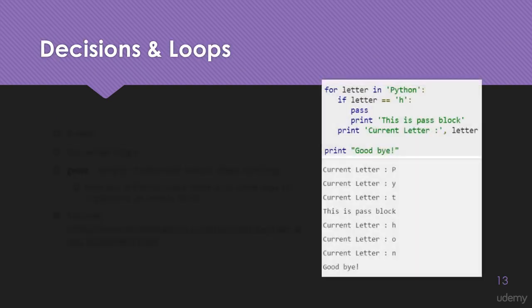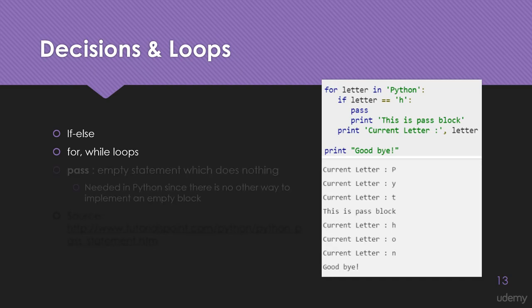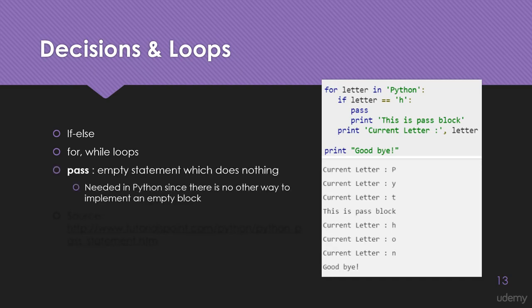And for decisions and loops, you can use if-else. If a certain condition, then do something. You can do for and while loops, like for iterating over an array. You can use pass, which is an empty statement that does nothing. This is actually needed in Python because there's no way to have an empty code block because of the spacing. So Python has this no operation, or no-op, which is basically pass. That's the only way you can have an empty code block with nothing in it.